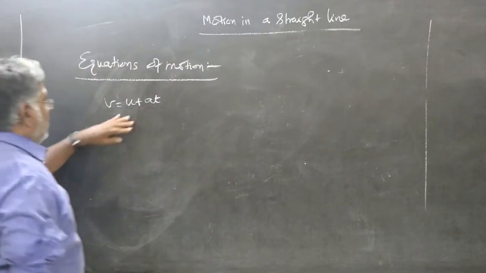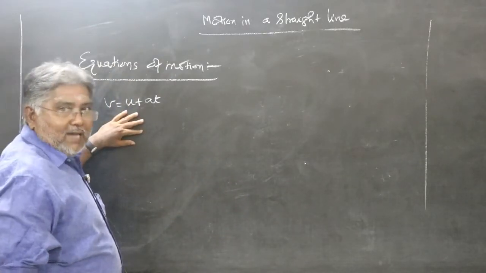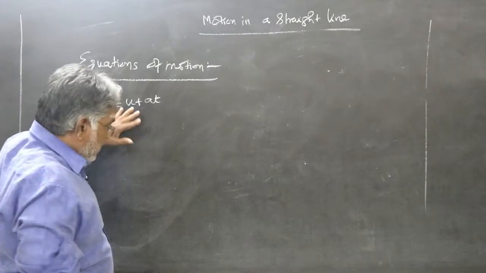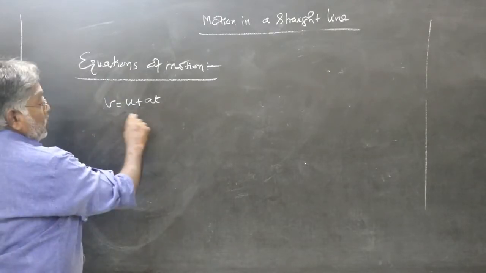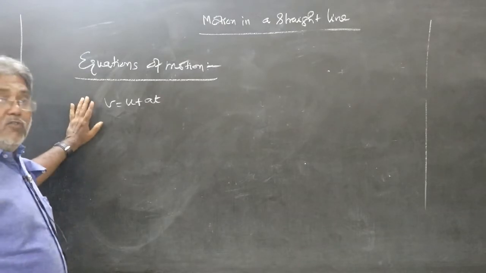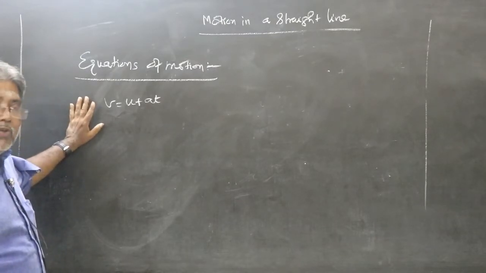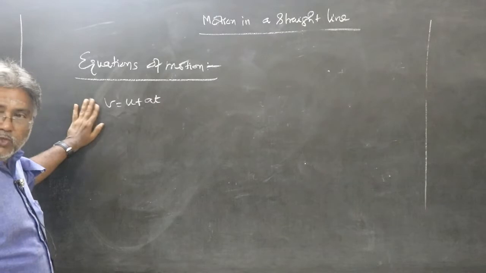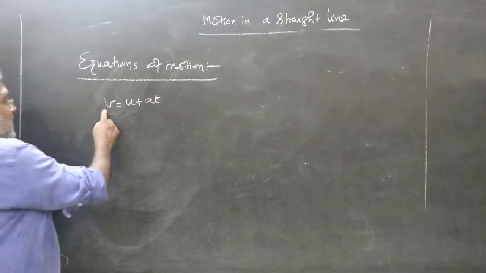The first equation, generally we study in the class, is V is equal to U plus AT. Very simple. You should know that it is applicable for a body undergoing uniform acceleration. Many of you will forget it when you use it in problems. So V is equal to U plus AT.